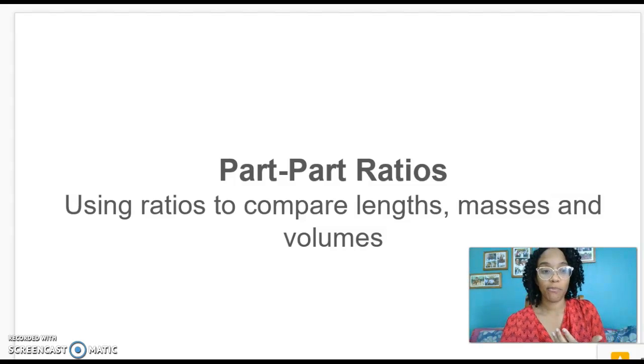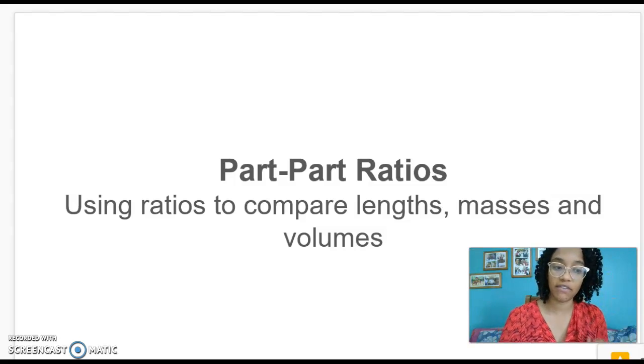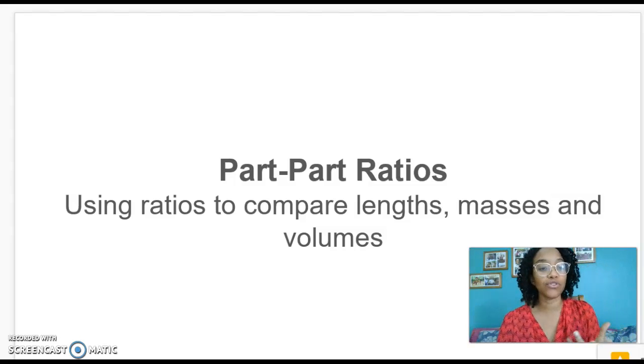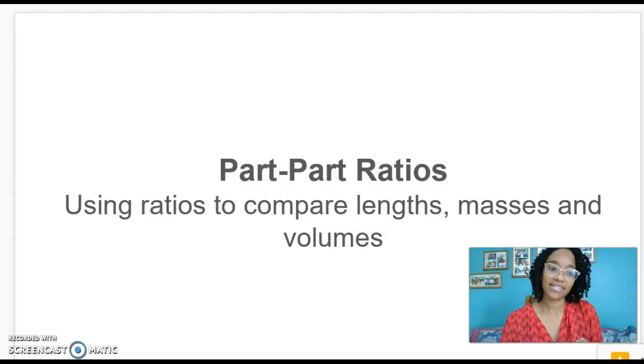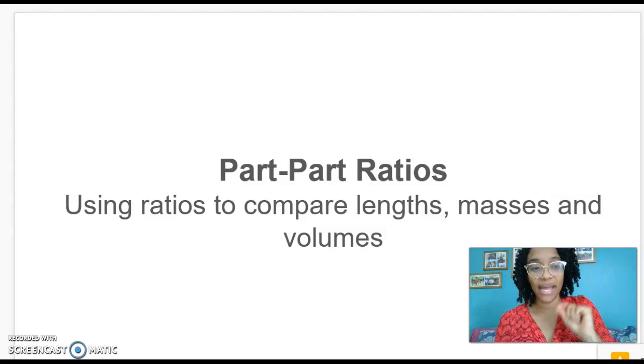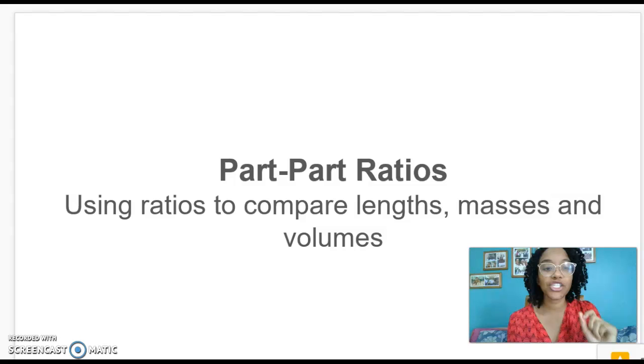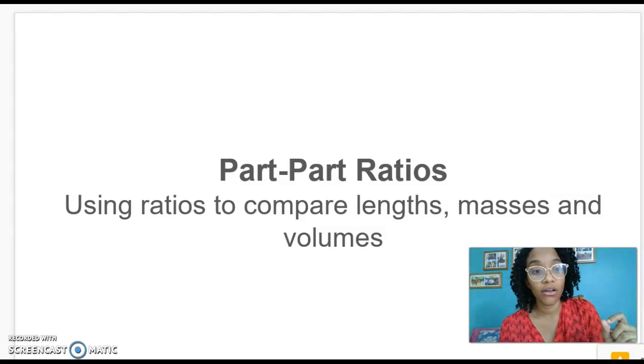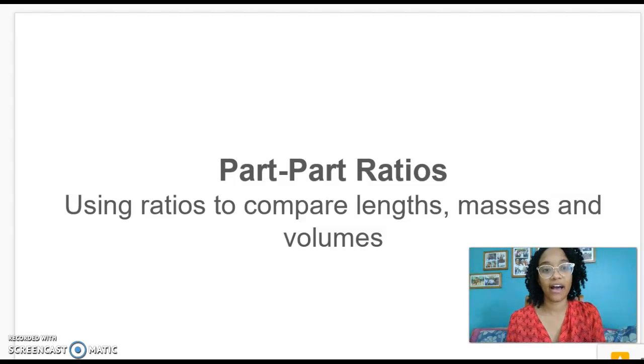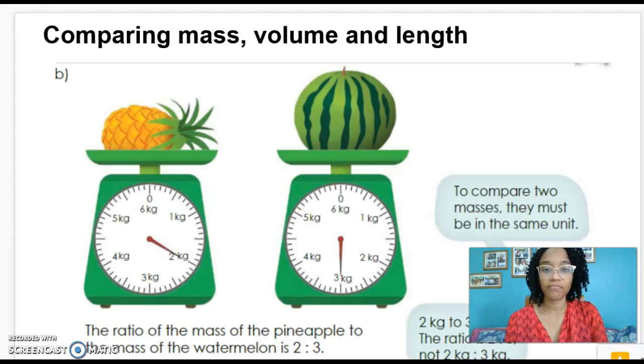In the past with part-part ratios, we've been making a count of one object and a count of another object and comparing those two counts. Remember that a ratio is always a comparison between two numbers. In this case, instead of just counting how many something is, we're actually going to be counting how long or how much we have of something in comparison to how much we have of something else. So let's use measurement and create some new ratios.